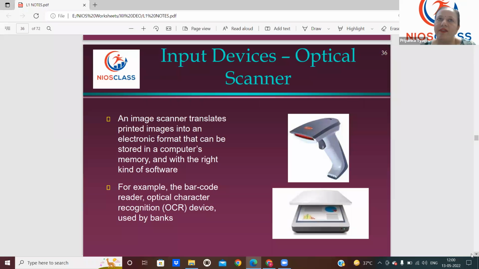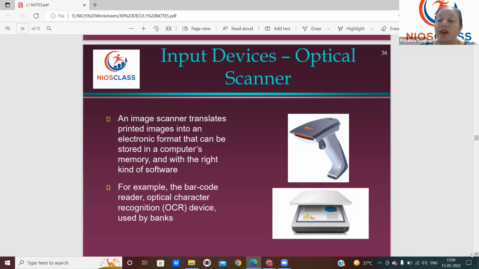Now the fourth type of input device is the optical scanner. First of all, there are three to four kinds of scanner devices. What is the job of a scanner? Whatever hard copy we have, if we want to save that same file as a soft copy in our computer, we can do that work with the help of a scanner. A scanner will get the image of that particular document, make a soft copy inside the computer and store it somewhere. That is the job of a scanner.